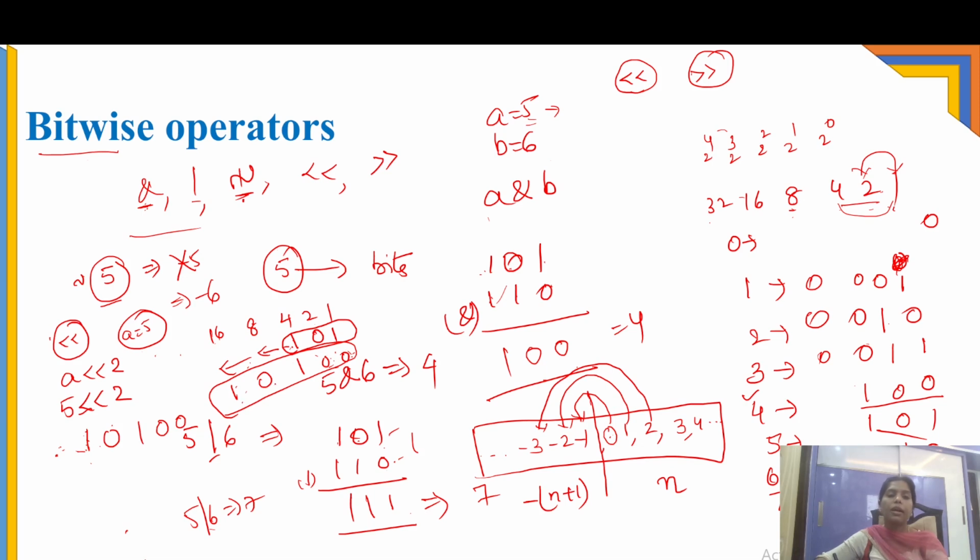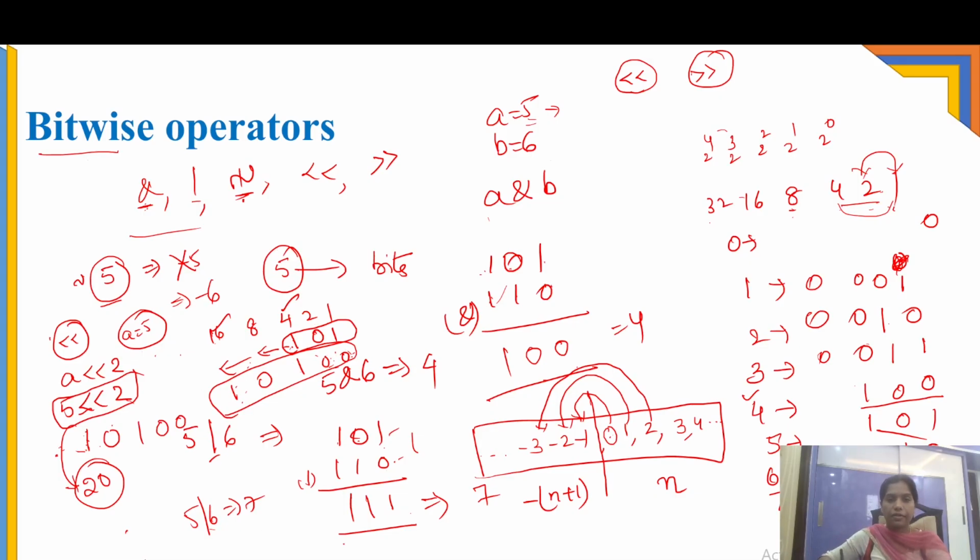So what is the value of this one? 16 plus 4, 20. So 5 left shift by 2 is 20. Do you understand? Left shift means just adding zeros, the number of zeros equal to the shift, at the right.